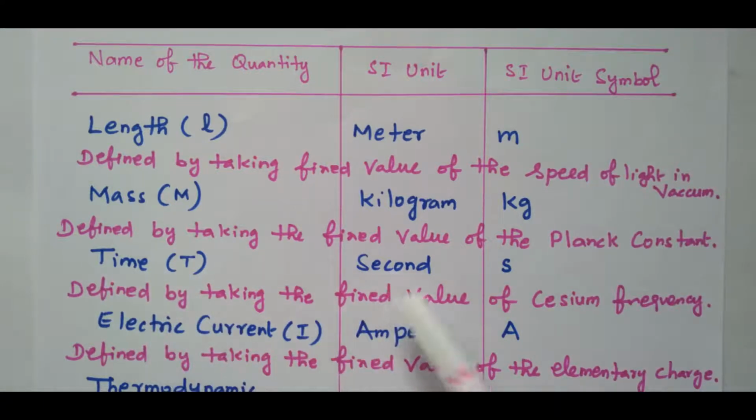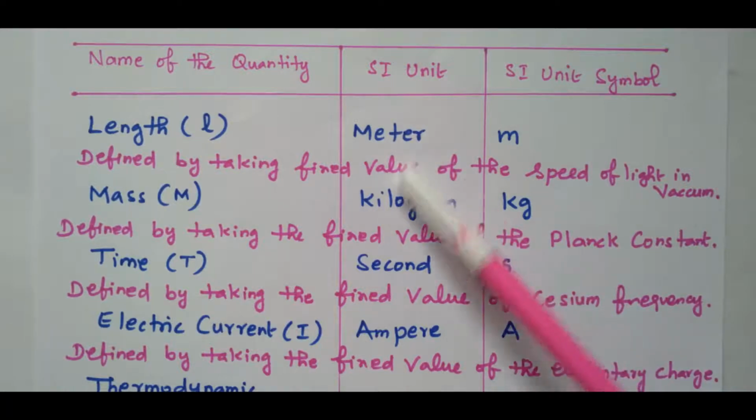The third one is time. The unit is second. Yes, we know that time is measured by either second or minute or hour. The base unit is second. But what is second? It is defined by taking the fixed value of the cesium frequency. The cesium frequency is the reference. 1 second is defined internationally by cesium frequency. Right? So these are the three standards.